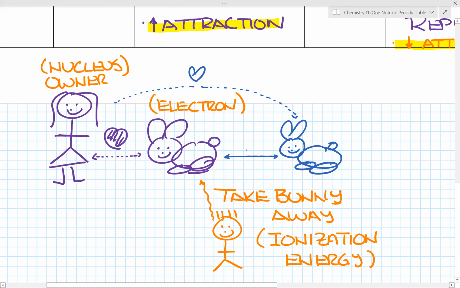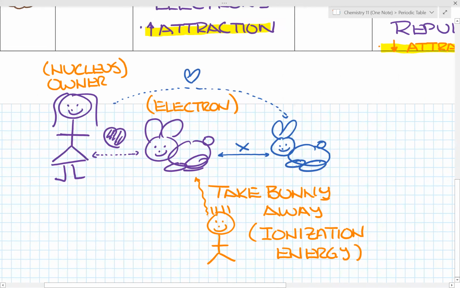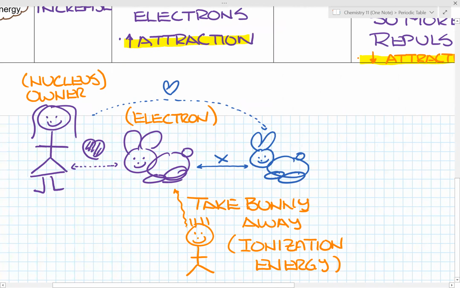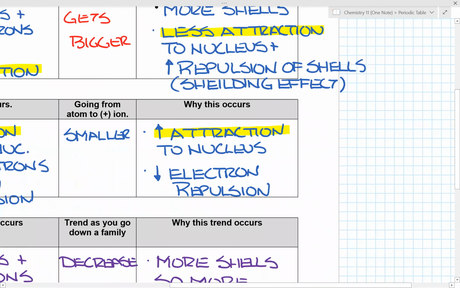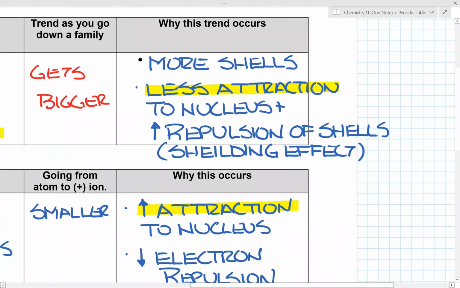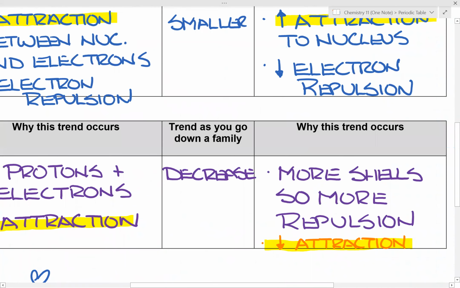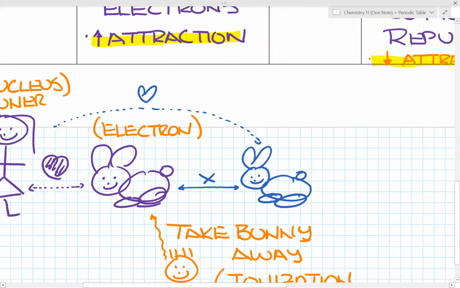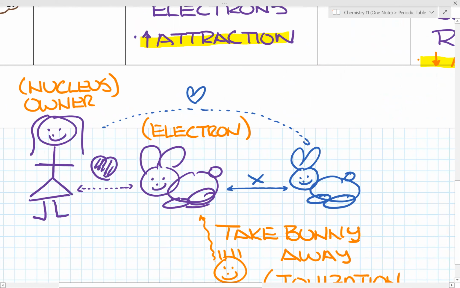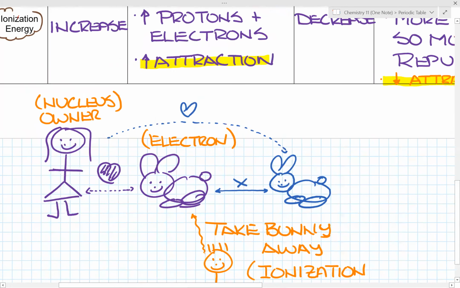These two bunnies might not get along. So that is why, when you go down a chemical family, there are more shells, less attraction, and more repulsion. It's just like having a second pet. Not only does the owner have to spread the love, there might be conflict between the pets.